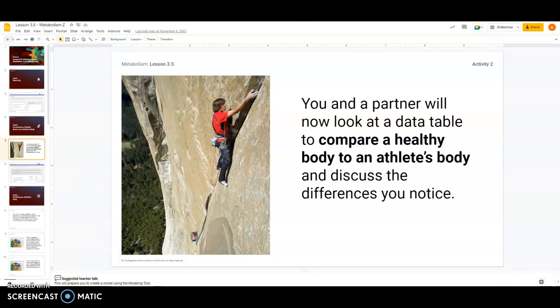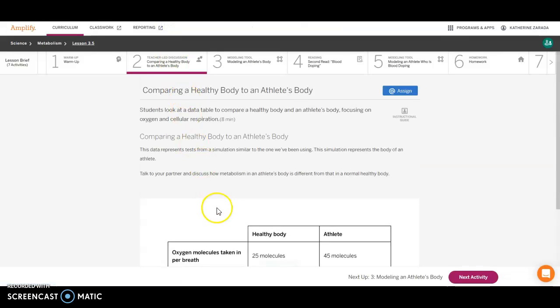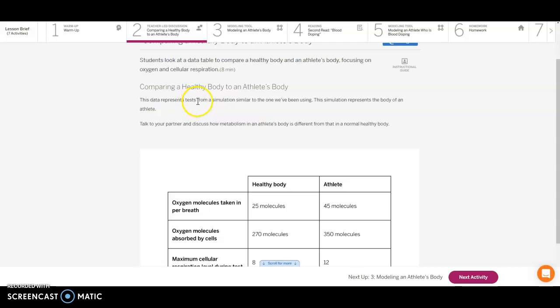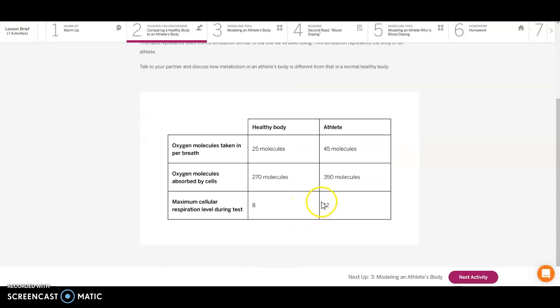I'm going to bring that up on Amplify. So in part 2, look at this chart that you have here. And it says up here, this data represents tests from a simulation similar to the one that we've been using. This simulation represents the body of an athlete, though. So talk to your partner and discuss how metabolism in the athlete's body is different from a normal person's body. So talk with your partner, discuss that metabolism, and pause the video now so that you can do that with your partner. Just take a couple of minutes to do that.